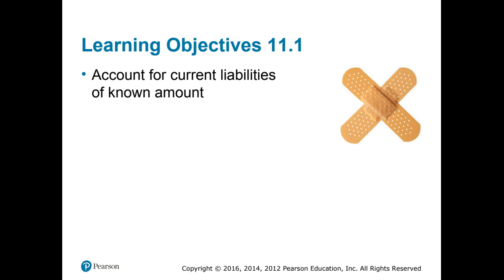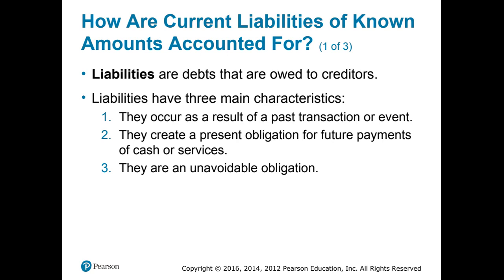Accounting for current liabilities of a known amount. So we've talked about liabilities are debts that we owe to creditors. They have three main characteristics. They occur as a result of a past transaction or event. They create a present obligation for future payments of cash or services. And they are an unavoidable obligation. It's an obligation that we are supposed to pay.